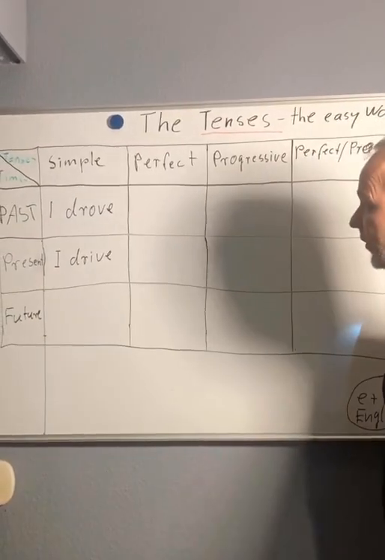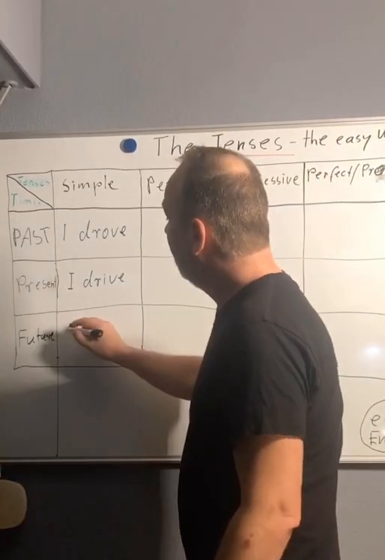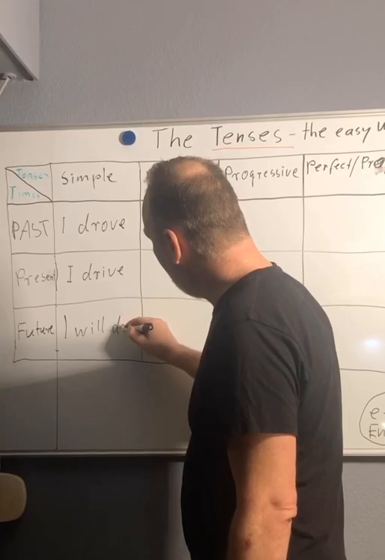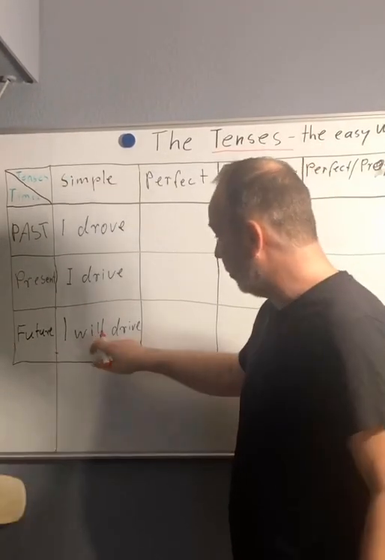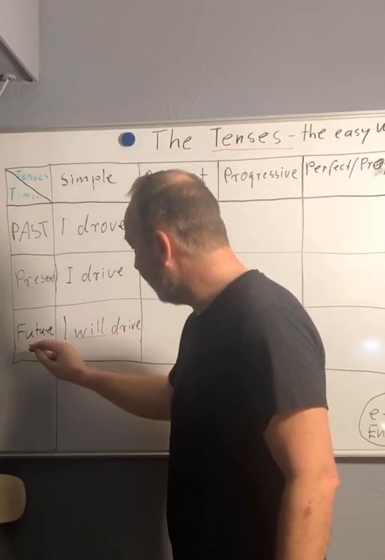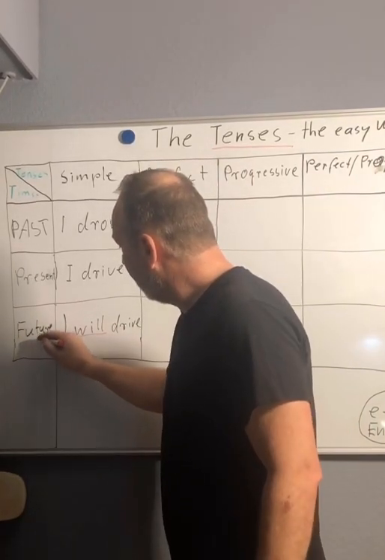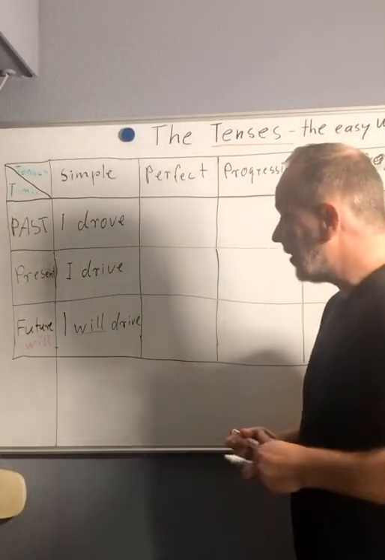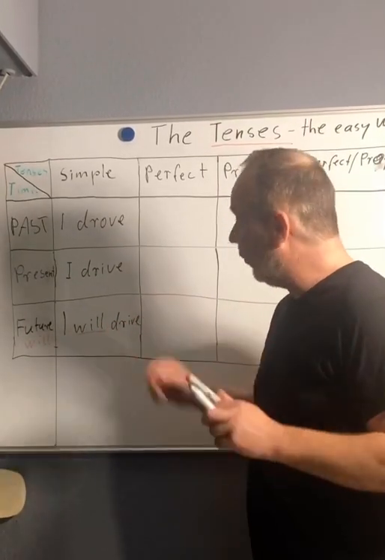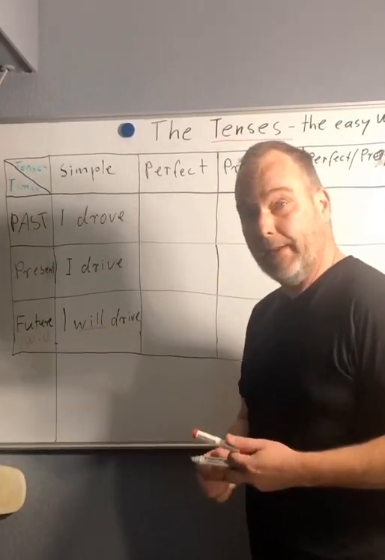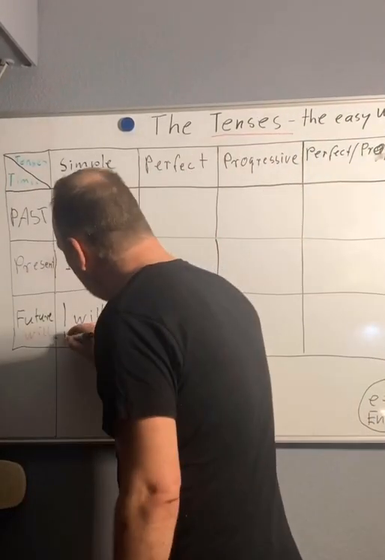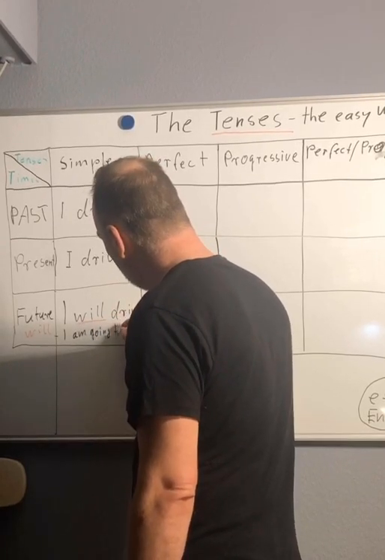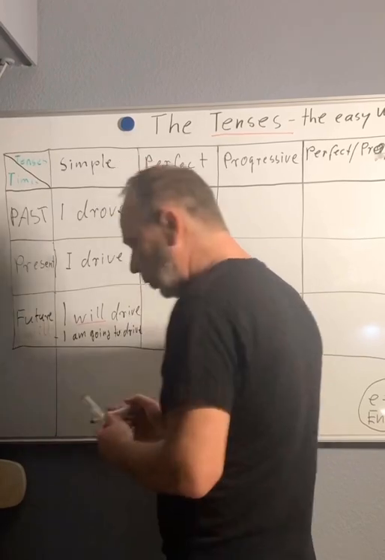All right, so future. Now we have a rule. Future, of course, yes. I will drive. Already have one rule right here. I will drive. Will, we just put it right here. Will is what we will always use for the future. We have one second option for the simple future. That's right. I am going to drive. So we have two choices, two possibilities.